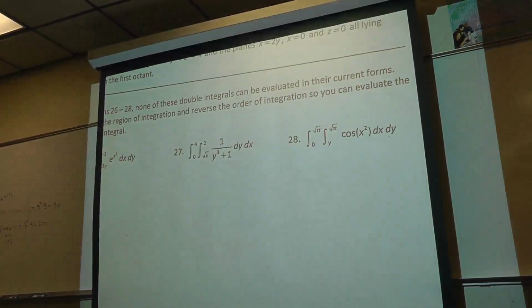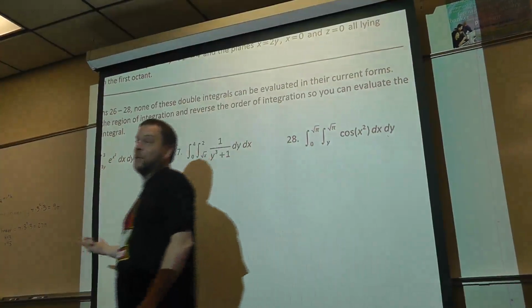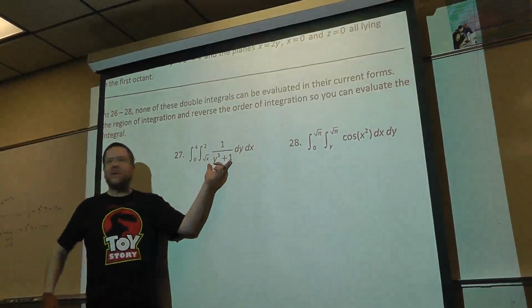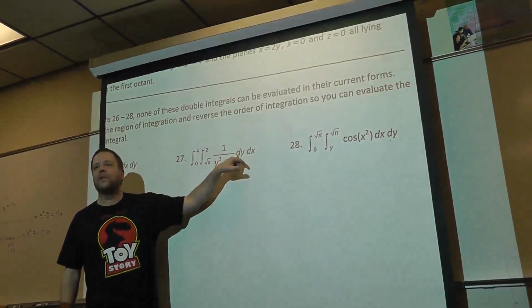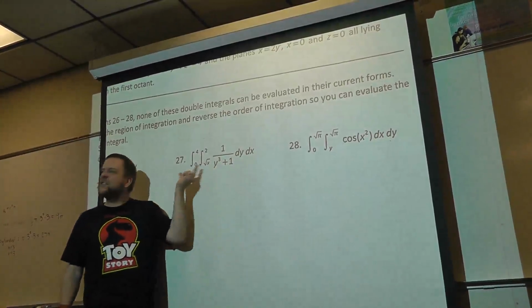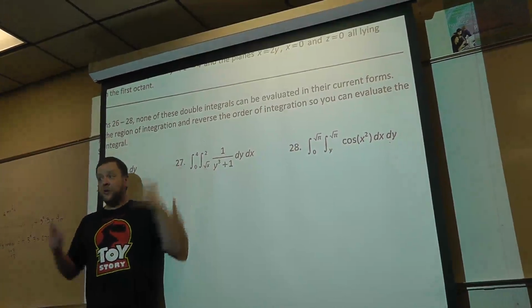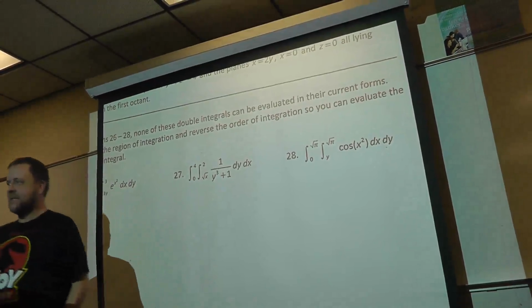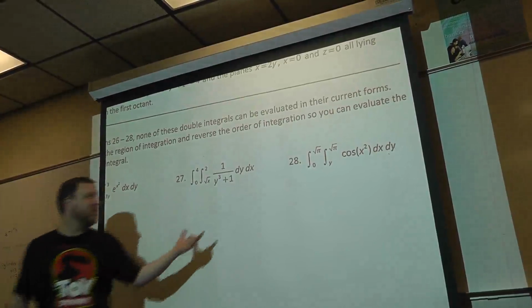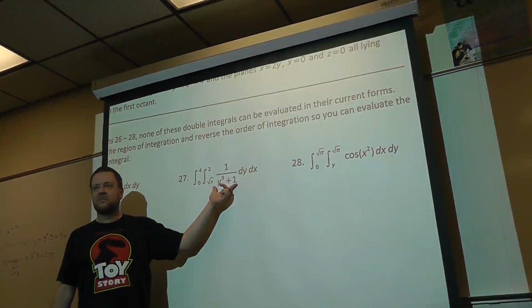What you're asked to do is to reverse the order of integration so that you can actually evaluate it. Because currently, there's no way to evaluate this. There's no way to integrate 1 over y cubed plus 1 if you do y first. So sketch that region, or you sketch it yourself, and then use the region that you graph to reverse the order to dx dy order. Because what's the antiderivative of this with respect to x?